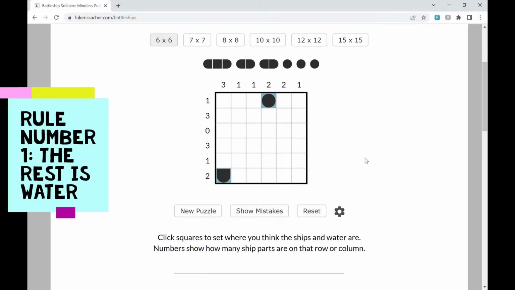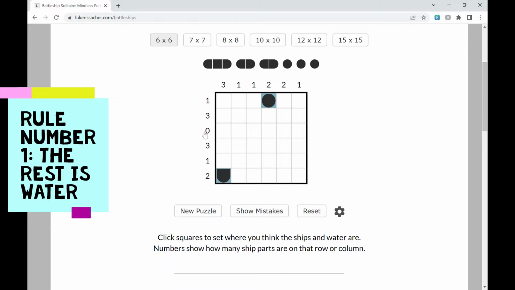Okay, so rule number 1 is the rest is water. So what do we mean by this? The first thing that I like to do is immediately eliminate any entire rows or columns and fill them in with water if we can. So let's look along the top. 1, 2, 2, 1, 1, 3, 1, 3, 0.